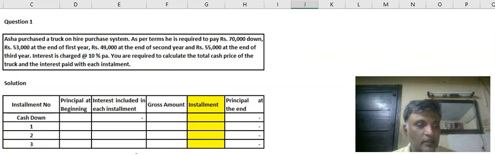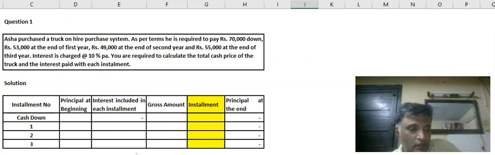Asha purchased a truck on hire purchase system. As per the terms, she is required to pay 70,000 down. When I say 70,000 down, it means it's a down payment. Then 53,000 at the end of the first year, 49,000 at the end of the second year, and 55,000 at the end of the third year. So these three are the installment amounts. 70,000 is the down payment, 53,000 is the installment at the end of year 1, 49,000 at the end of year 2, and 55,000 at the end of year 3.